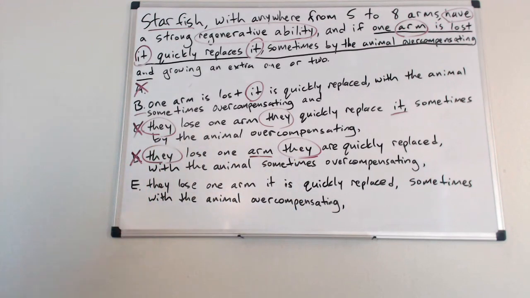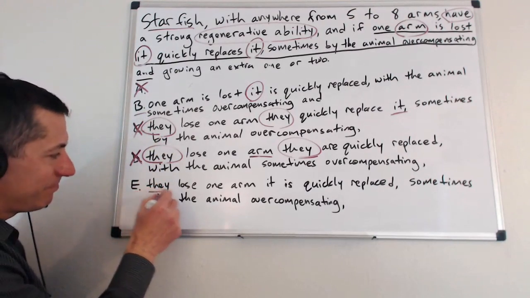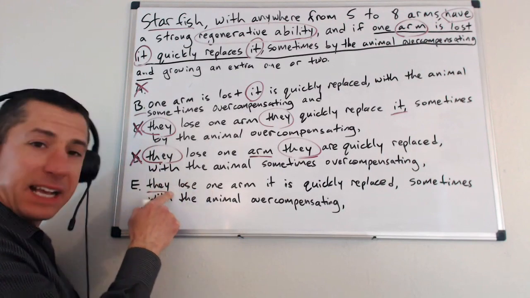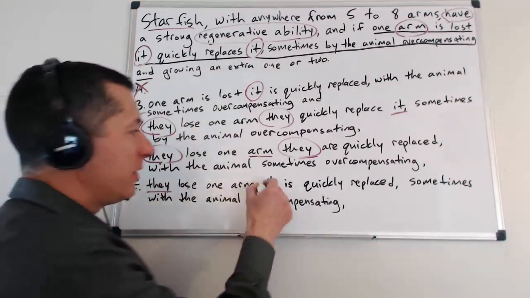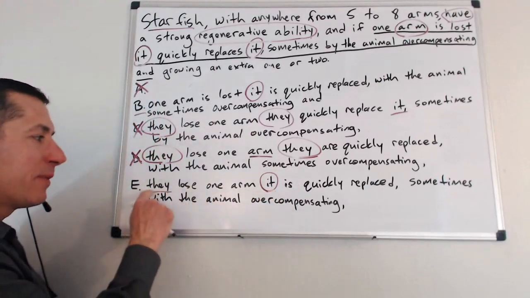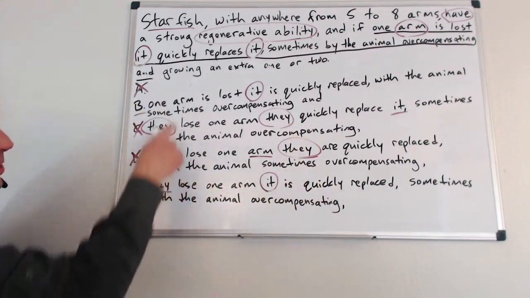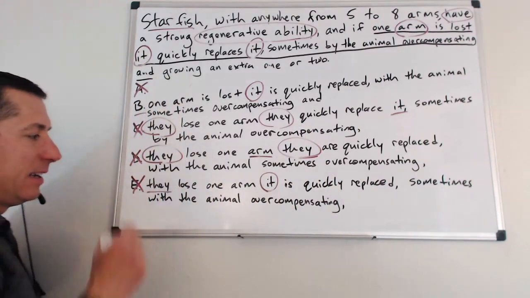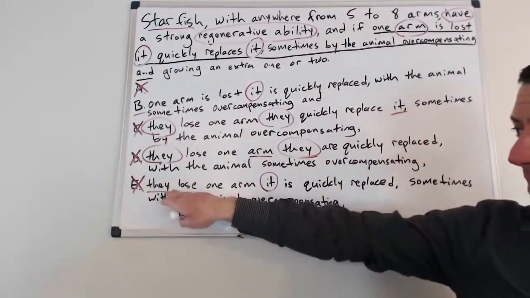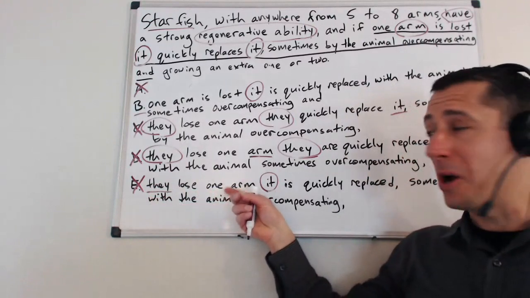What about E? Not so bad. It sounds a little bit better, I think, than some of the others here. But again, they lose one arm. We've got that same issue. They collectively losing a single arm. Sure, they replace that single arm. That it is okay. But we've got that same nonsense. They collectively lose one single arm. So given the choice between B and E, pretty subtle, but B is going to be our winner. We don't have that kind of illogical statement that the starfish collectively are losing a single arm.